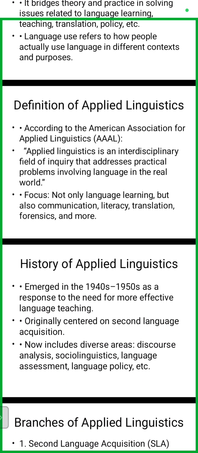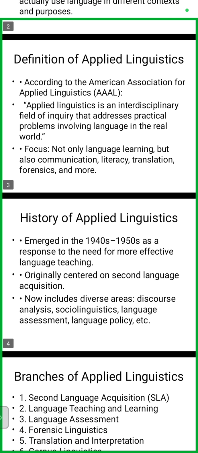Alright, next we are going to talk about the definition of applied linguistics. According to the American Association for Applied Linguistics, AAAL, applied linguistics is an interdisciplinary field of inquiry that addresses practical problems involving language in the real world. Focus not only on language learning, but also communication, literacy, translation, forensic, and more.